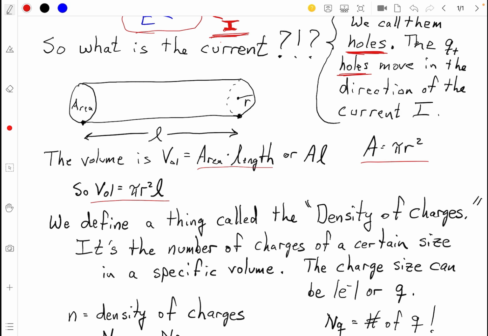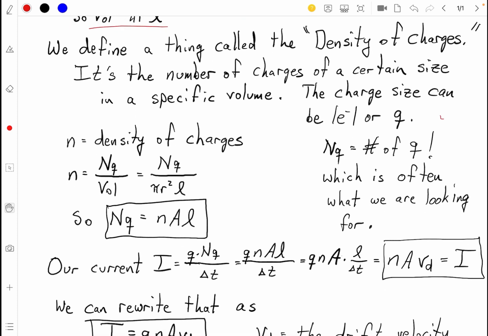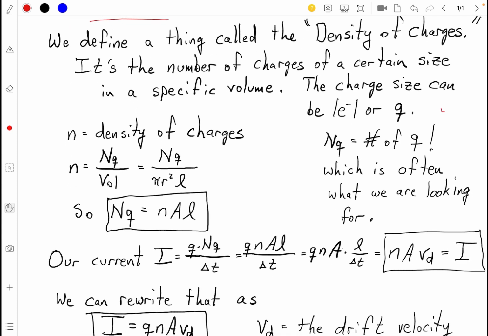If we define a thing called the density of charges, it's the number of charges of a certain size in that specific volume. And the charge size can be anything. It could be one electron. It could be a whole Q of, like, 0.3 microcoulombs or whatever. It could be a lot. It could be a little. It doesn't matter. So we just say, what is our density of charges?